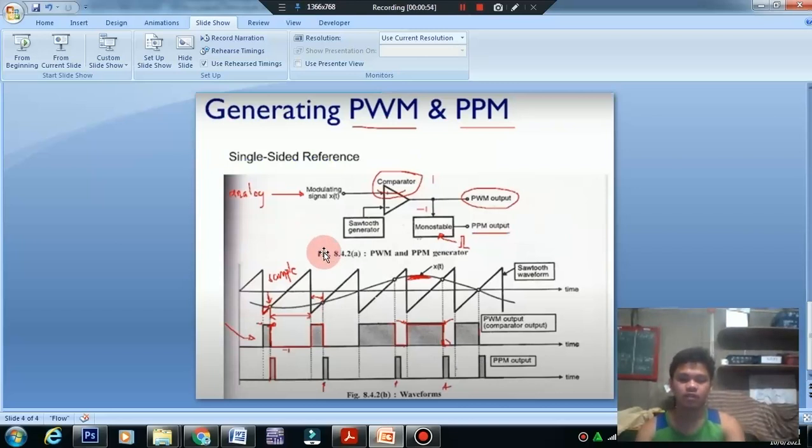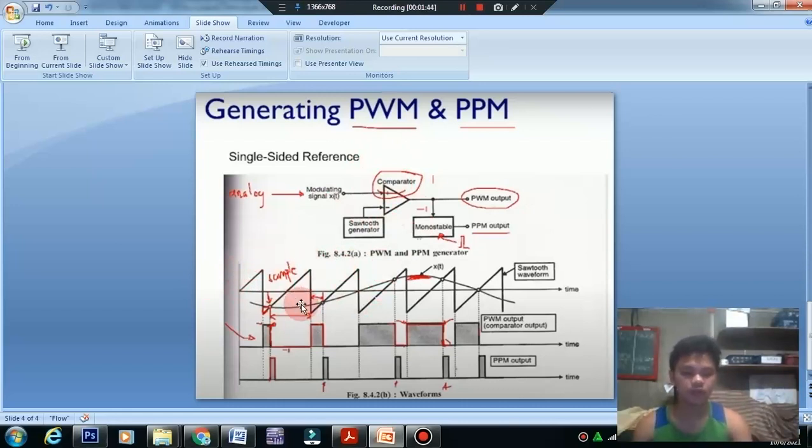And so here is an illustration of how we can generate a pulse width modulated signal and a pulse position modulated signal by using a simple circuit. In order to generate a PWM output here, we need a modulating signal, which is analog. With this analog waveform, we just need to compare it using the circuit here, a comparator, with this sawtooth waveform.